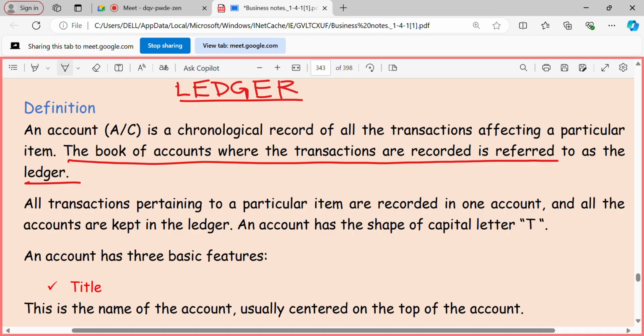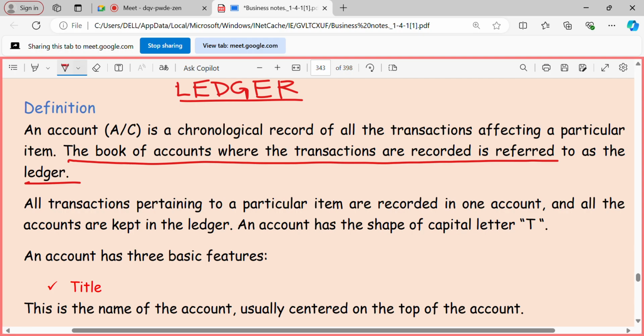And while talking about ledgers, the first thing you need to know is, what is a ledger? A ledger is the book of accounts where the transactions are recorded. A book of accounts where transactions are recorded, we call it a ledger.